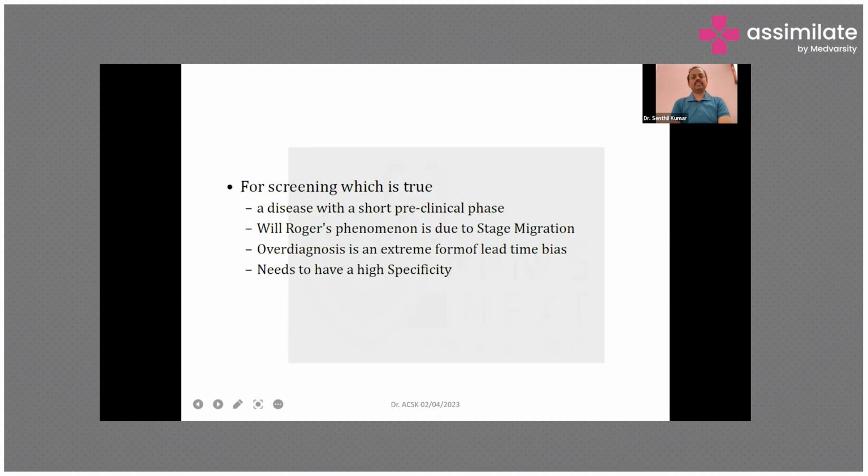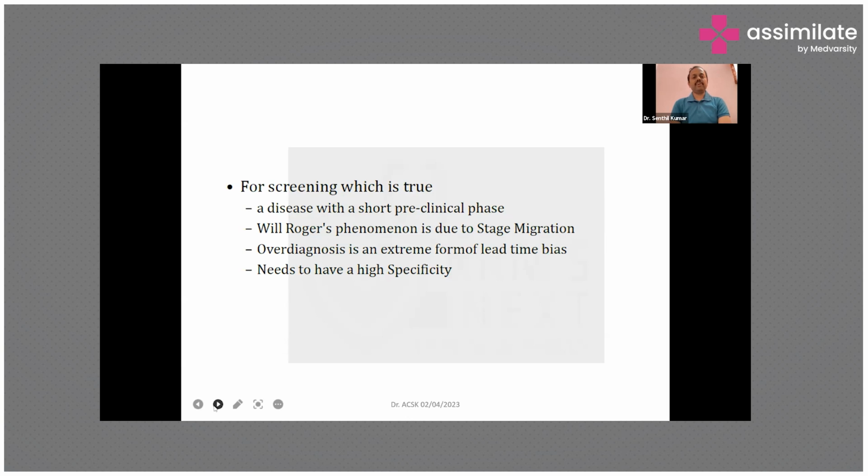Will-Rogers phenomenon is due to stage migration. Will-Rogers phenomenon is because you're going to find cases earlier. That does not mean that the disease stage migrates. No, it doesn't migrate the stage.